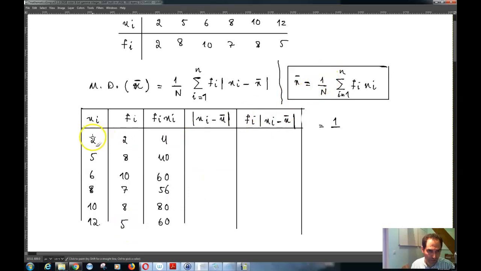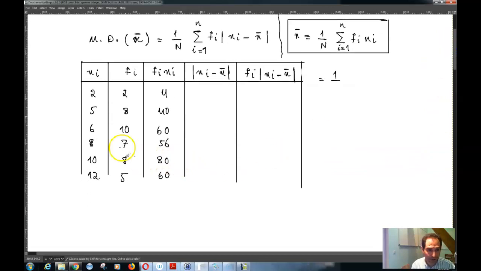Basically, you cannot count these numbers over here, 2, 5, 6, 8, 10, that would be 1, 2, 3, 4, 5, 6 numbers, right? That's not the number of your observations, because you know that, for example, 2 has been repeated twice, 5 has been repeated 8 times, 6 has been repeated 10 times, and so on and so forth.